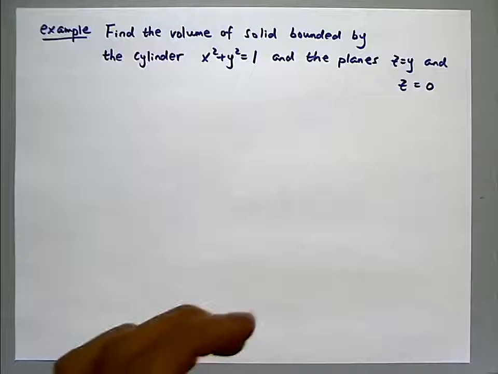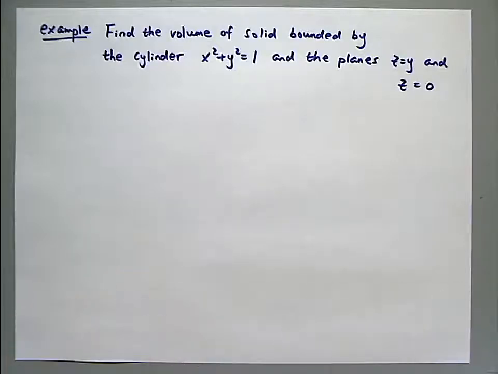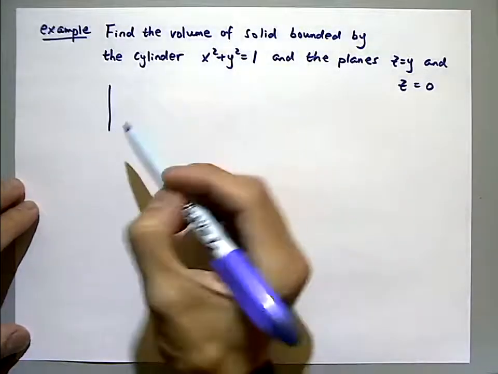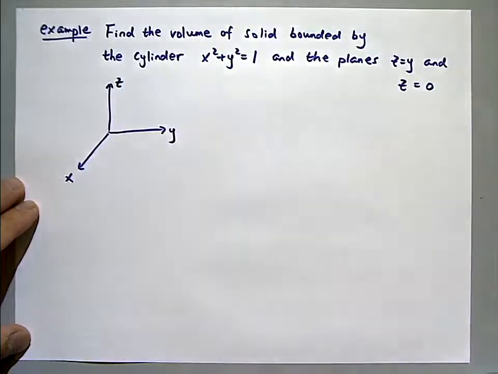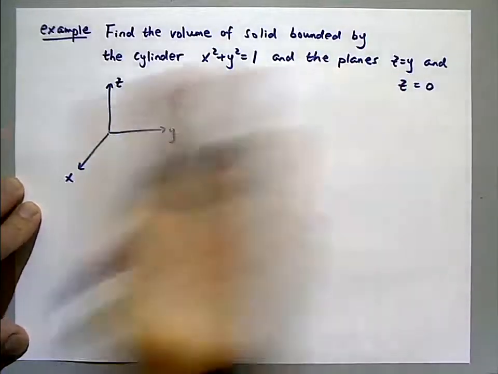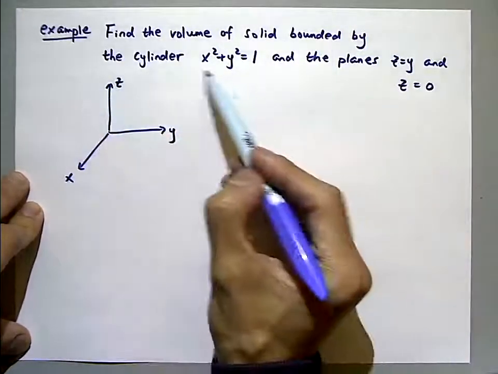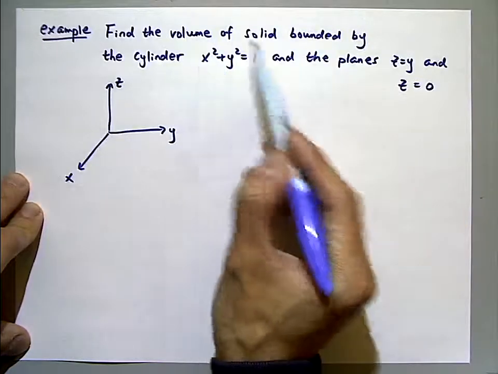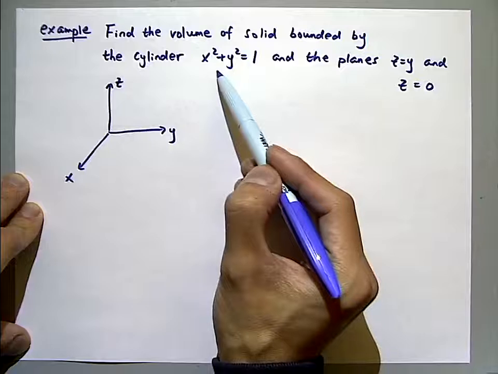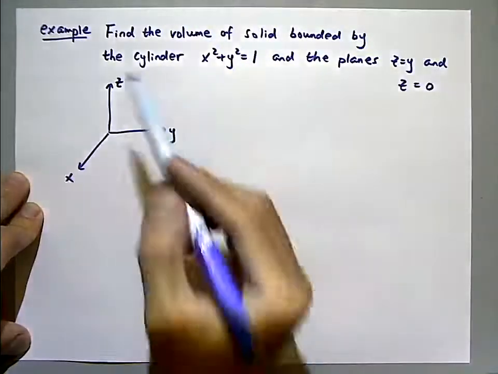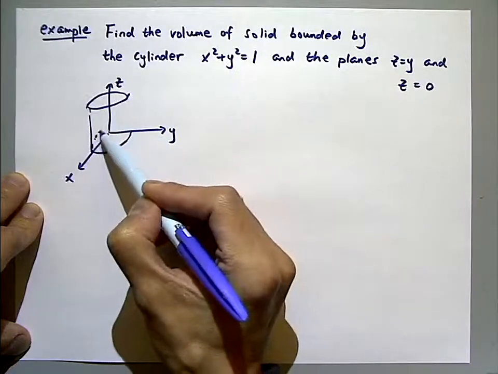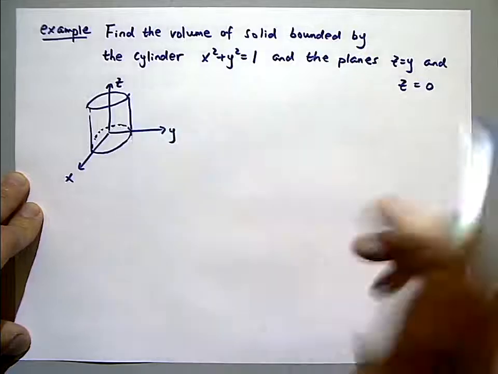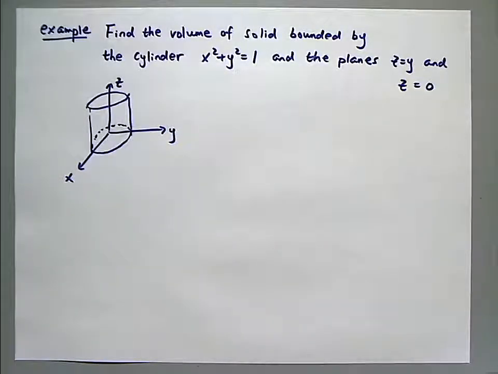You have a cylinder and 2 planes that slice through the cylinder. And bounded between those 2 planes, you have this wedge-shaped thing. That's the volume that we want to find. Okay, z is equal to 0 is the xy plane. So that's the floor. And the cylinder, there's no z in here. So this is a bunch of circles with radius 1 centered on the origin in the xy plane, going up in the z direction. It's a circular cylinder.